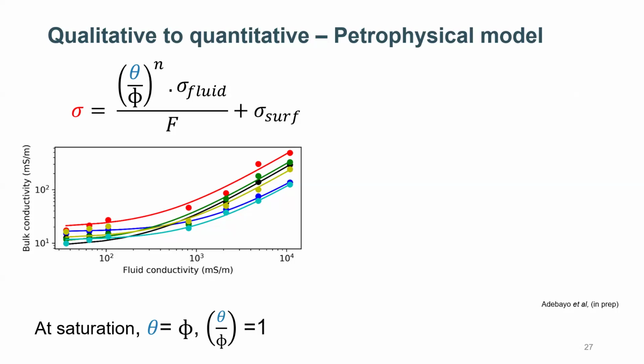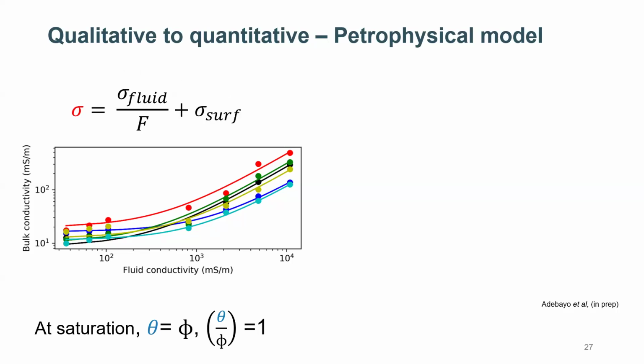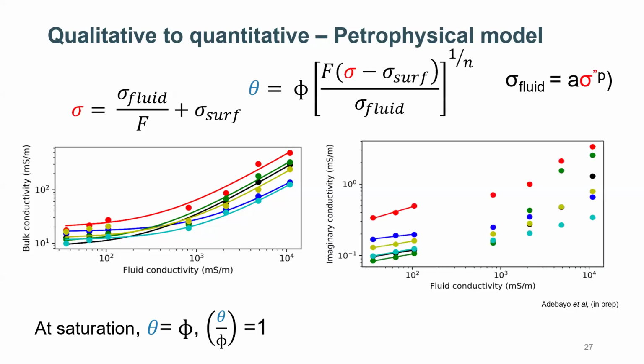So can I use the conductivity and the polarization to quantify spatial variation in saturation and salinity? To do that, we try to bring out the petrophysical relationship here, and we say we know that the conductivity is a function of this. We know the fluid conductivity. Remember, I showed you the way we estimate the formation factor, and we can also estimate the surface conductivity from the laboratory samples.